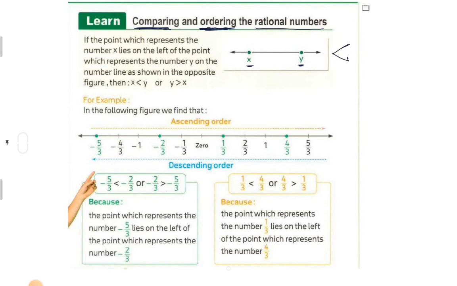Okay, we can represent that as y greater than x, or the opposite, x less than y. It's the same meaning. Again, y greater than x or x less than y.